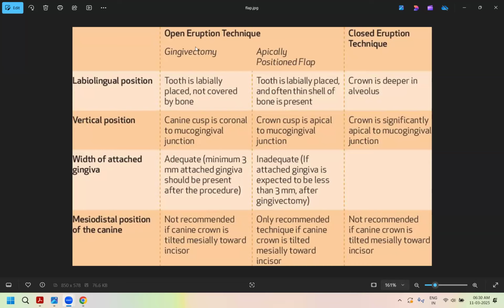Vertically also, you will do gingivectomy when it is far more coronal to the mucogingival junction. In apically positioned, your crown is still apical to the mucogingival junction, but in closed eruption it is significantly deeper and below your mucogingival junction. Gingivectomy can only be done when your underlying attached gingiva is still present and you can remove the superficial gingiva where you have a minimum of 3 mm of attached gingiva present. And apically positioned is done when there is inadequate gingiva.